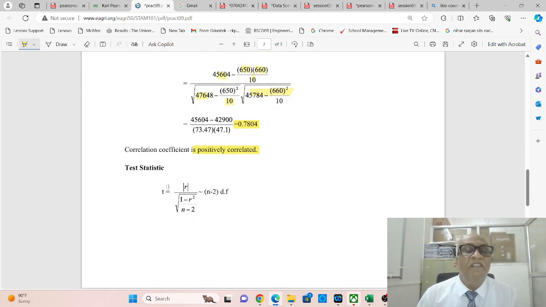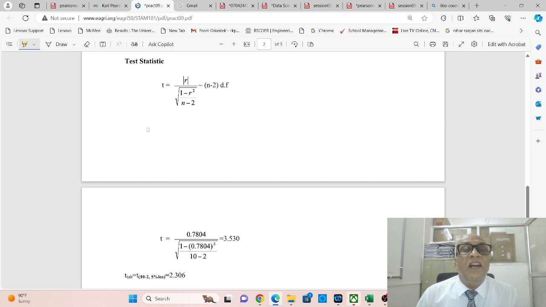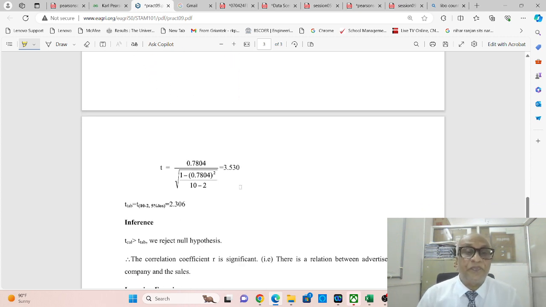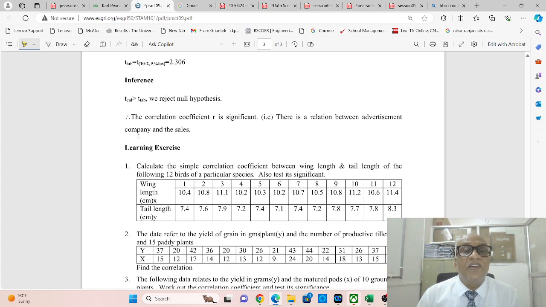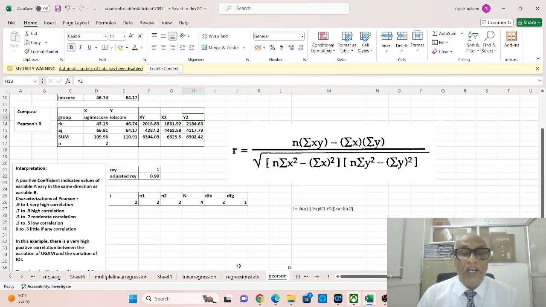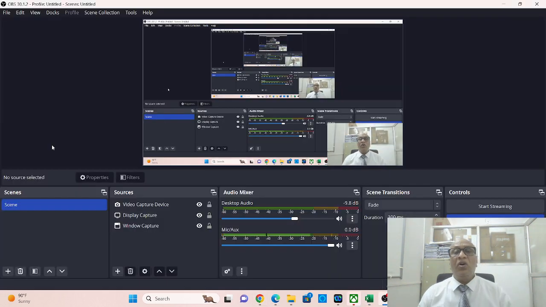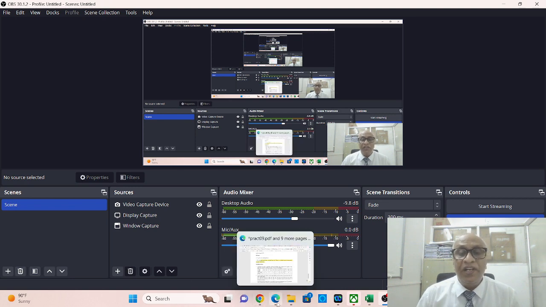Rest of the terms we can easily identify and discuss later also. Test statistics we have to calculate, and then the inference we have to do, and ultimately what it is saying is there is a positive correlation between advertisement cost and the sales incurred. So try to relate this and try to execute or implement one or two positive or negative and zero correlation examples.